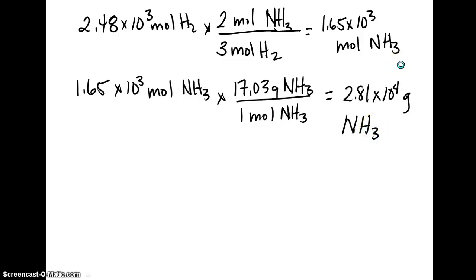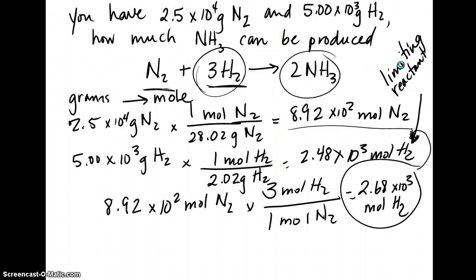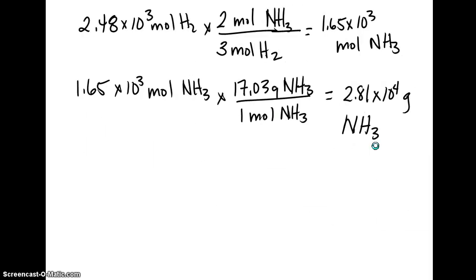Okay? And let's just go back to the question. The question is, if you have 2.504 grams of nitrogen and 5 times 10 to the third grams of hydrogen, how much ammonia can be produced? I first needed to find my limiting reactant to see which one of these, the nitrogen or the hydrogen, I need to base my calculation on. I discovered it was hydrogen, and now using that quantity of hydrogen, I figure out how many moles of ammonia that makes thanks to the equation, and based on that I can then figure out how many grams that is.